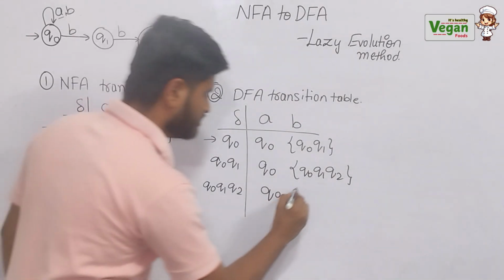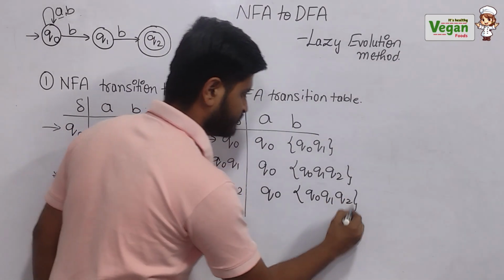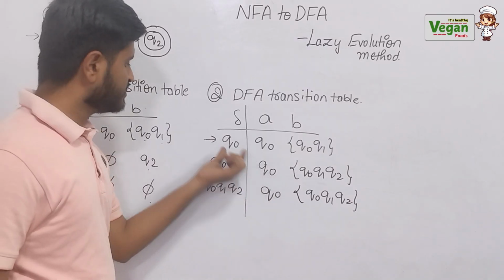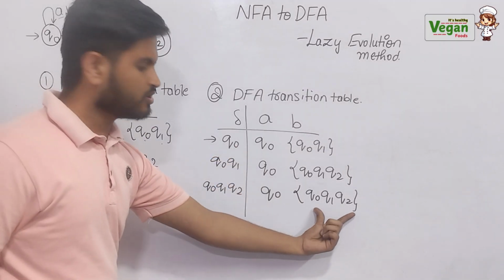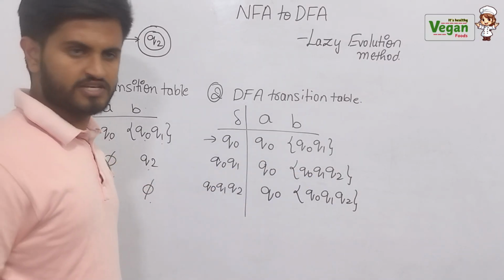You don't need to write 5, you just write Q0, Q1 and Q2. If you see, for Q0, Q1, Q2 states also we wrote the transitions. Now you stop the process here.